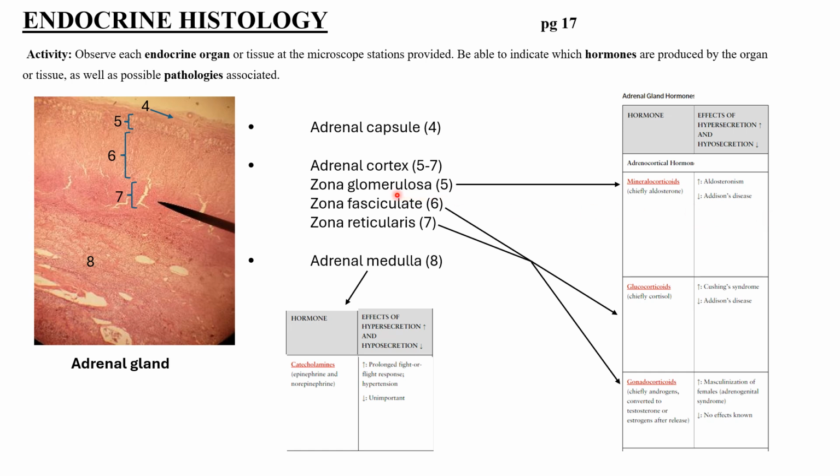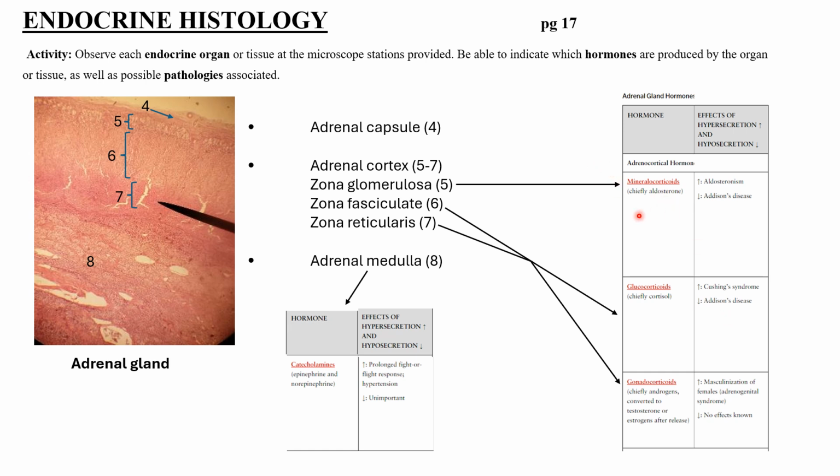Now let's go to zona fasciculata and zona reticularis. Both of these layers secrete glucocorticoids and gonadocorticoids. So the primary glucocorticoid is known as cortisol, and the gonadocorticoids are also known as adrenal androgens. They resemble sex hormones like testosterone. And if there is too much of glucocorticoid or cortisol, the disease is known as Cushing's syndrome. And if there is too little of glucocorticoid, the disease is known as Addison's disease.